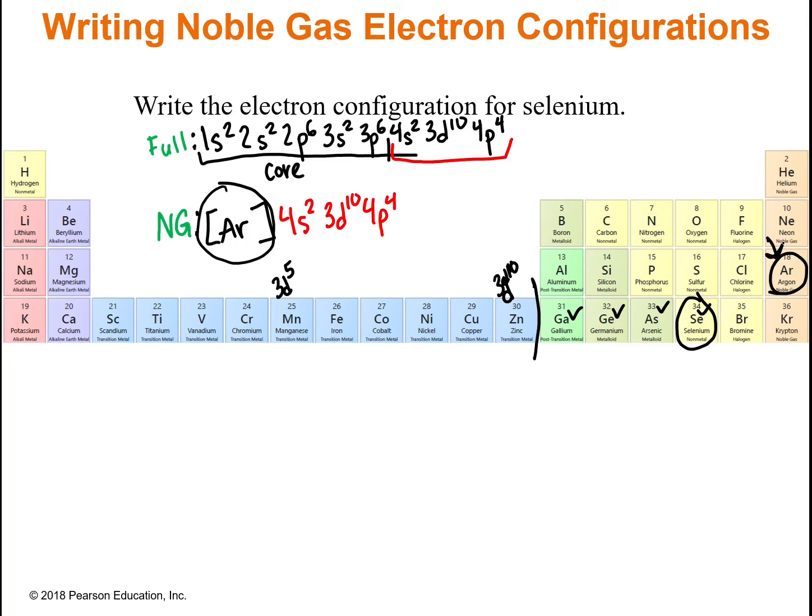So selenium is in period 4. You have to use the noble gas in the period directly above the element. So that means you need to go to period 3. Does that answer your question? Yes. If we were writing one for sulfur, then you would use neon.